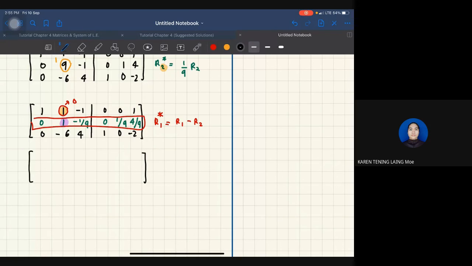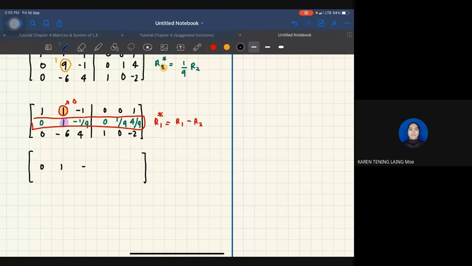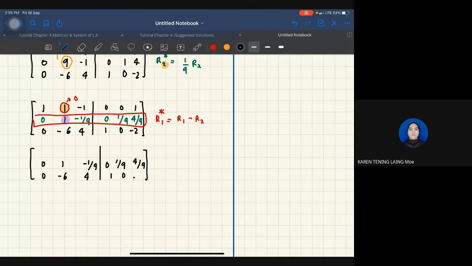Okay, so untuk row yang pertama, kita akan tolakkan row 1 dengan row 2. So 1 tolak kosong. Dapat? 1. Okay, and then 1 tolak 1, dapat? Kosong. Okay, and then negative 1 minus negative 1 over 9. So awak akan dapat apa kat sini? Negative 8/9. Okay, good. So you have negative 8 over 9 over here.